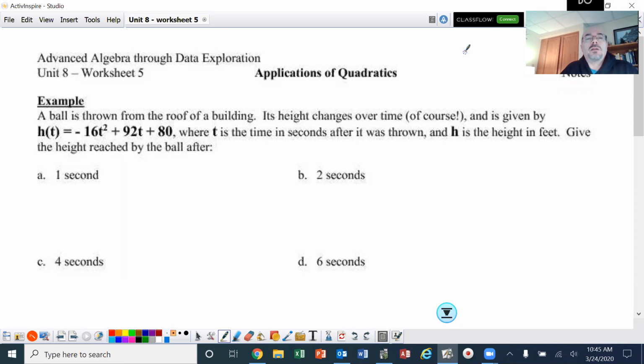So, a ball is thrown from the roof of a building. Its height changes over time and is given by the equation. Okay, you can see the equation there, where t is the time in seconds after it was thrown, and h is the height in feet. Give the height reached by the ball after 1 second, 2 seconds, 4 seconds, 6 seconds.